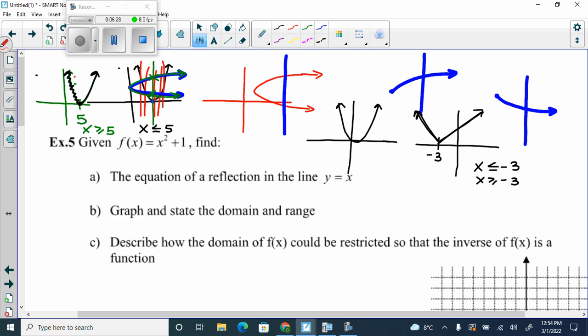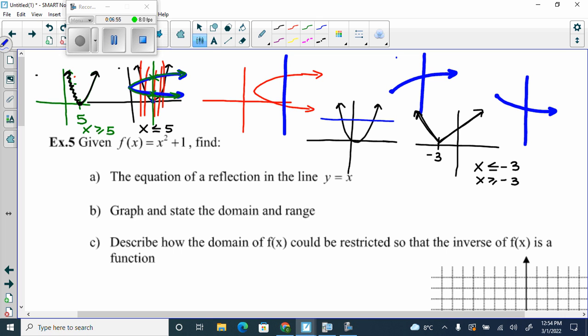Instead of doing a vertical line test, what should I do? Horizontal. Because all of these vertical lines, or x equals lines, are going to now become y equals lines on your inverse, correct? So if I want to check if its inverse is going to pass, I do a horizontal line test on the original. Did it pass? No. So is the original a function? Yes. But will the inverse be a function? No, because it does not pass the horizontal line test.